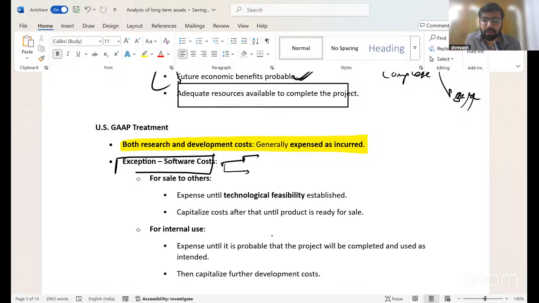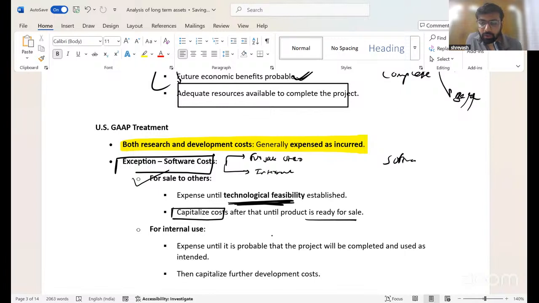Software you can develop either for selling to others, पहली चीज तो ये, or for internal use. If you are developing the software for selling to others, you are supposed to expense everything until technological feasibility is established. And the moment technological feasibility is established, till the time you decide to sell the product, whatever cost you incur, you have to capitalize those costs. So for example, I'm developing a software and I want to sell this software. Till the time I establish technical feasibility, whatever cost is incurred, I will expense it. And whatever cost is incurred post that, till the time it is ready for sale, is going to be capitalized.